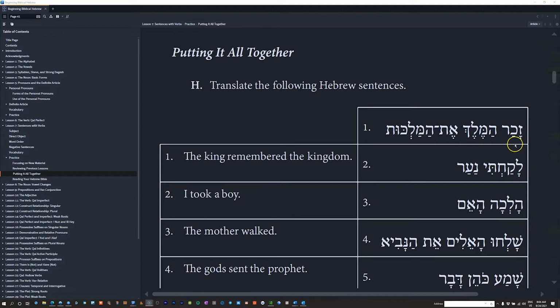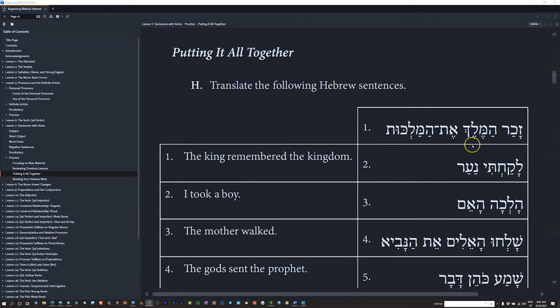So if we look at number 1 here, we have Zachar hamelech et hamalchut. Zachar, we can see pretty obviously, is our main verb, and this conforms to the typical word order that Furtado talked about. Typical word order in Hebrew, especially Hebrew narrative, is the verb comes first, then you get the subject noun in particular, and then you get the direct object and then other elements of the sentence. It's not always in that order, but that's the typical order.